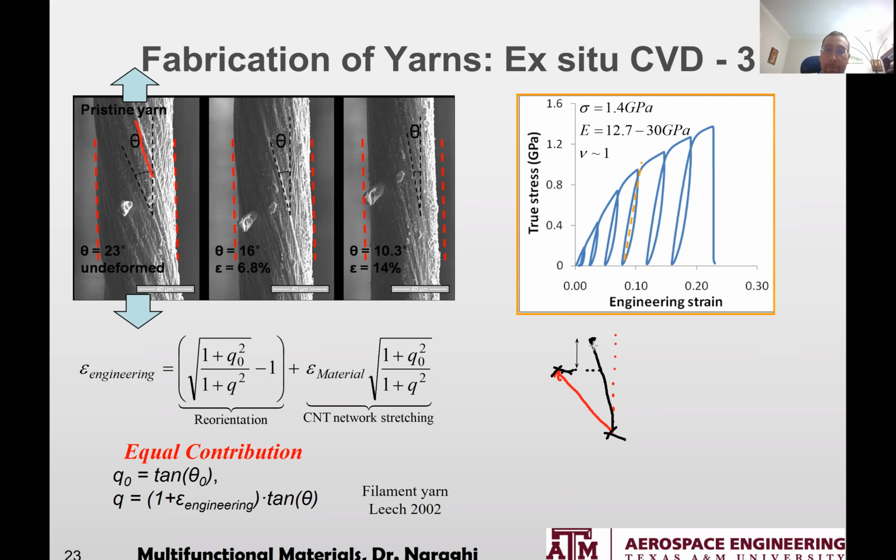In addition to that, I can stretch this guy. This guy can get stretched because it's a mat of carbon nanotubes. So basically, if I draw the stretched version of it, it can go here. So basically, I have two components of a strain. One is this guy, and one is this guy. This is what I call the material strain, and this is what I call the reorientation strain. They both contribute to the ductility.